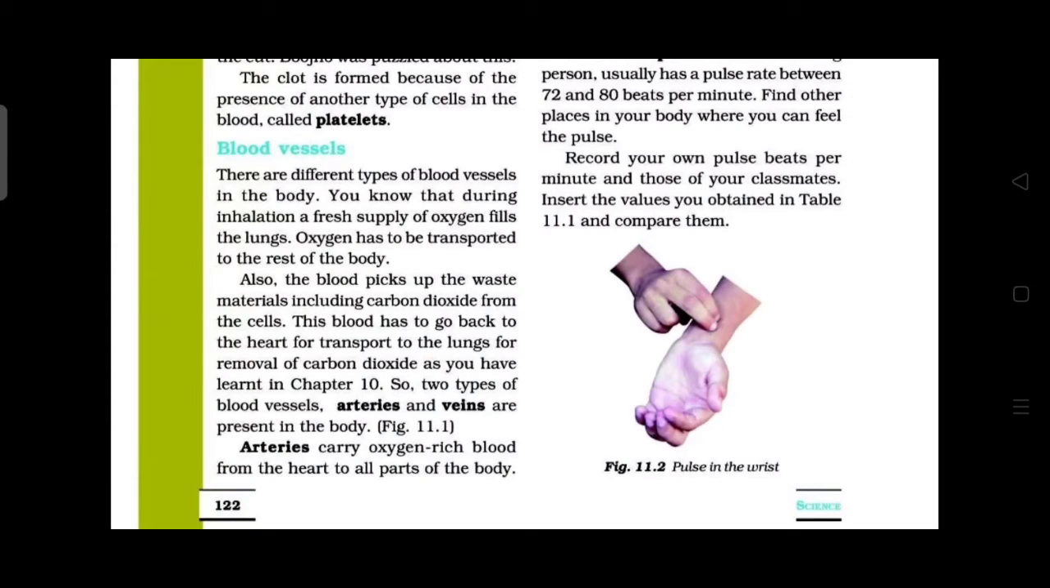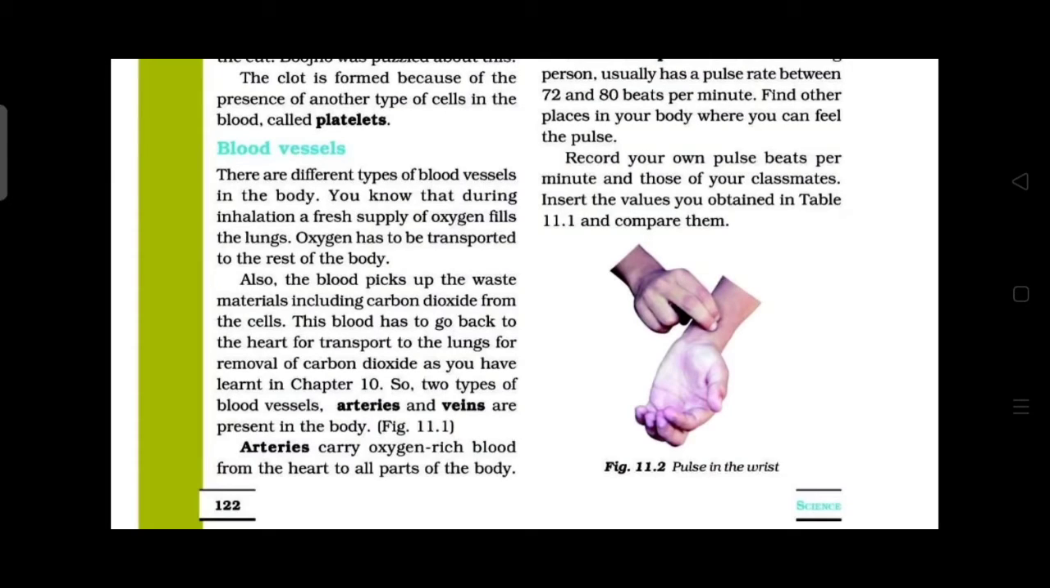This blood has to go back to the heart for transport to the lungs for the removal of what? Carbon dioxide. The blood picks up the waste material, including carbon dioxide, from the cell, and then the blood has to go back to the heart for transportation to the lungs for the removal of carbon dioxide.